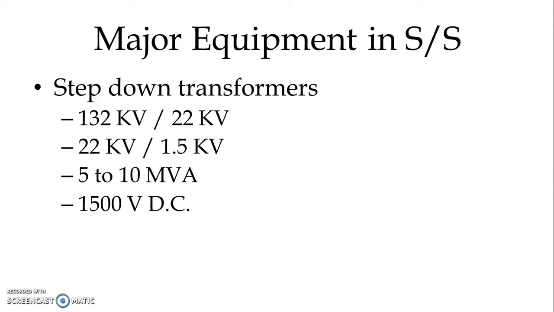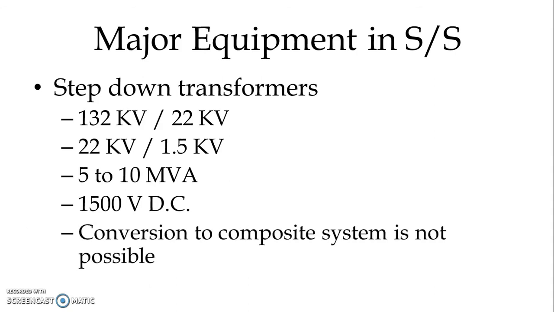Ultimately it is converted to 1500 volt, and with the help of rectifiers we get 1500 volt DC power supply through different feeders to the overhead catenary system, which is providing power to the DC locomotive. In Bombay suburban system, we use a 1500 volt DC system and conversion to composite system might not be possible.